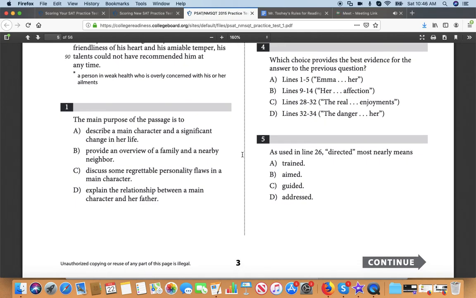Okay. All right. But here, I want to try it. I want to see if we can answer this. Sometimes if you have a good understanding of the passage, you can answer it right away. Great. You don't have to worry about skipping and coming back to it.